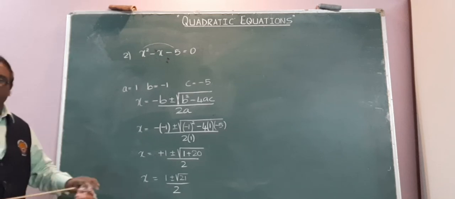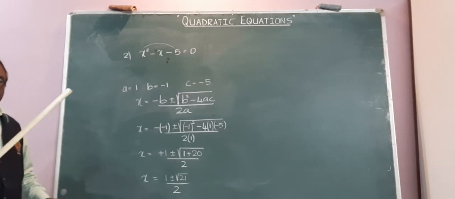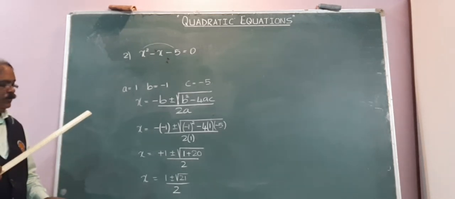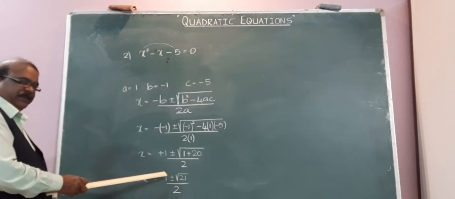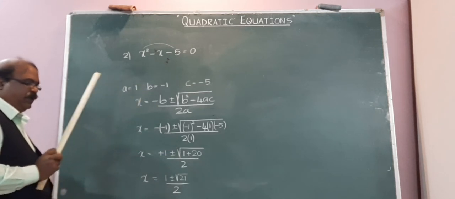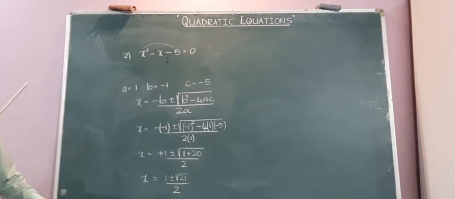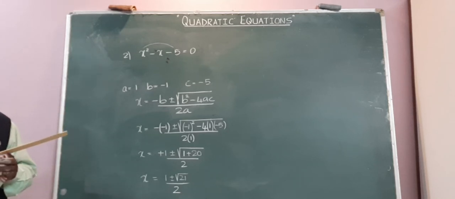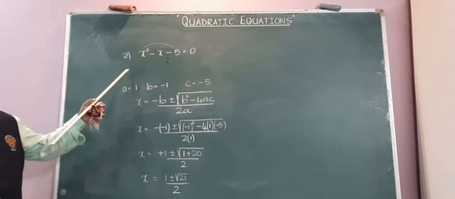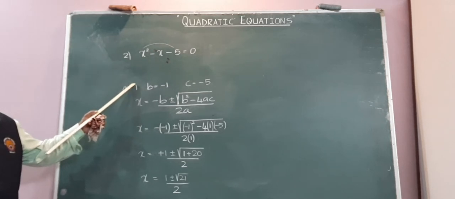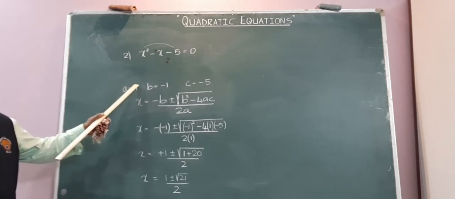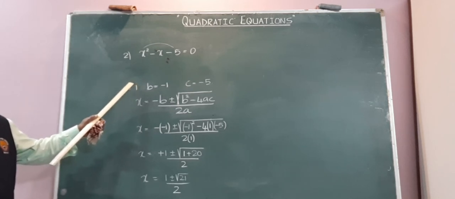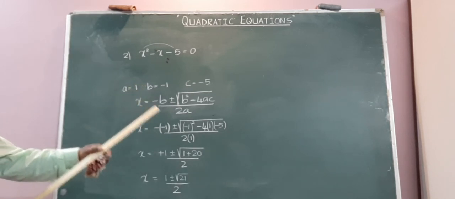So the roots of the equation, I told you always I get two roots. Which are the two roots? One is 1 plus root 21 upon 2. The second is 1 minus root 21 upon 2. So the advantage of solving by using the formula method is that I will be able to get the roots even if the roots are irrational or the roots are imaginary. That's true.